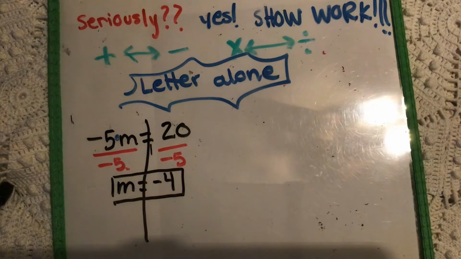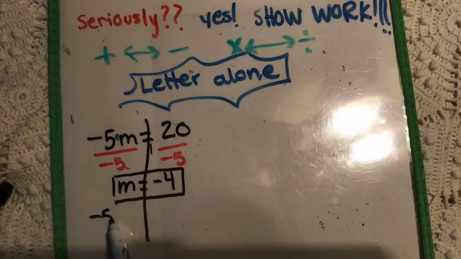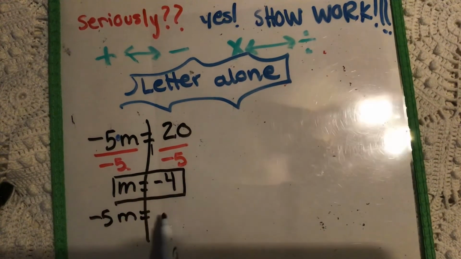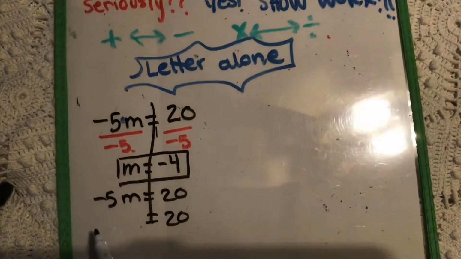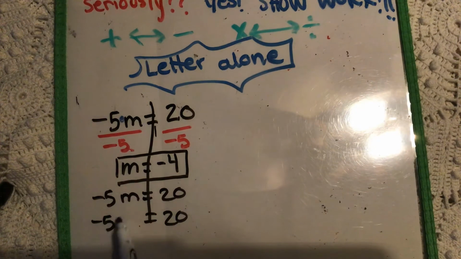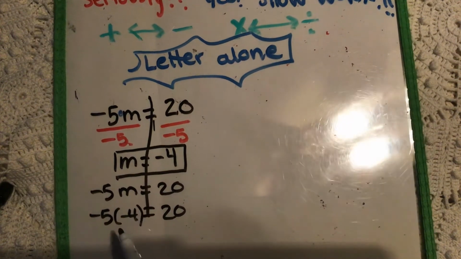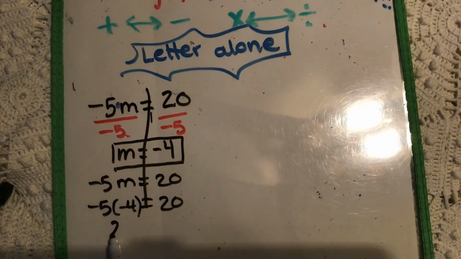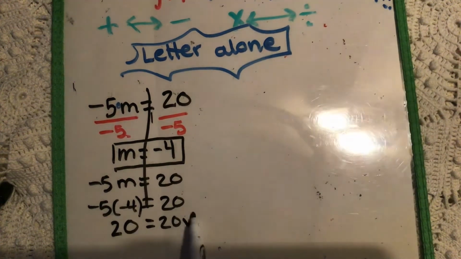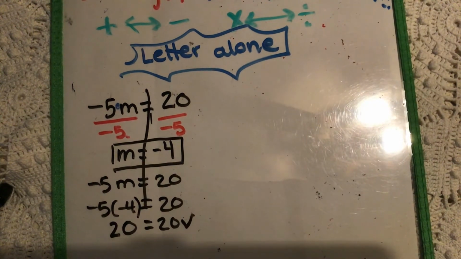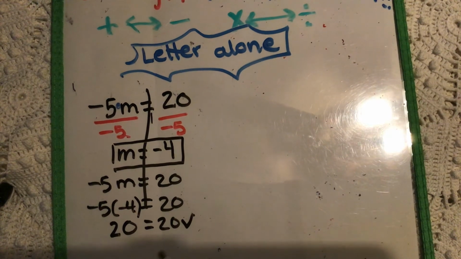So let's check to see if it works. If I have a -5 and I'm multiplying it by m, it should give me a 20. It should. Let's see if it actually works though. -5 times -4. Same signs when you add, multiply or divide, always give you a positive. So positive 20 equals positive 20. Yep. So that was a review on how your multiplication is going to look like this year.